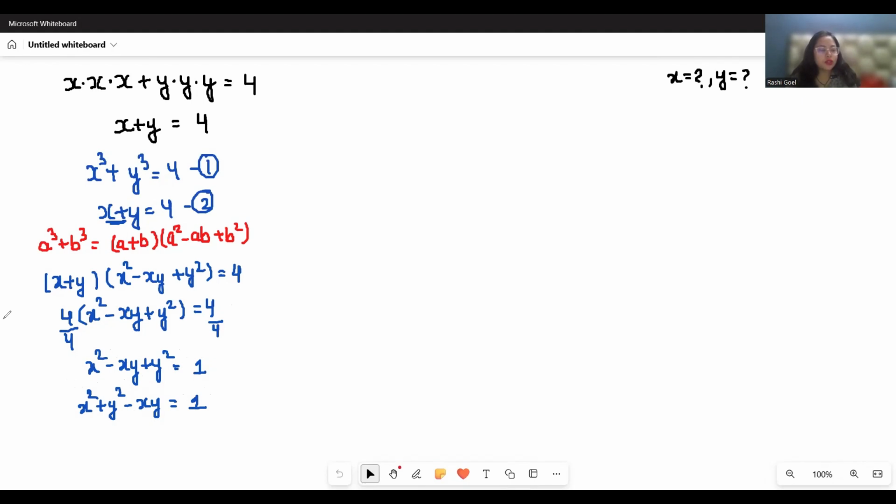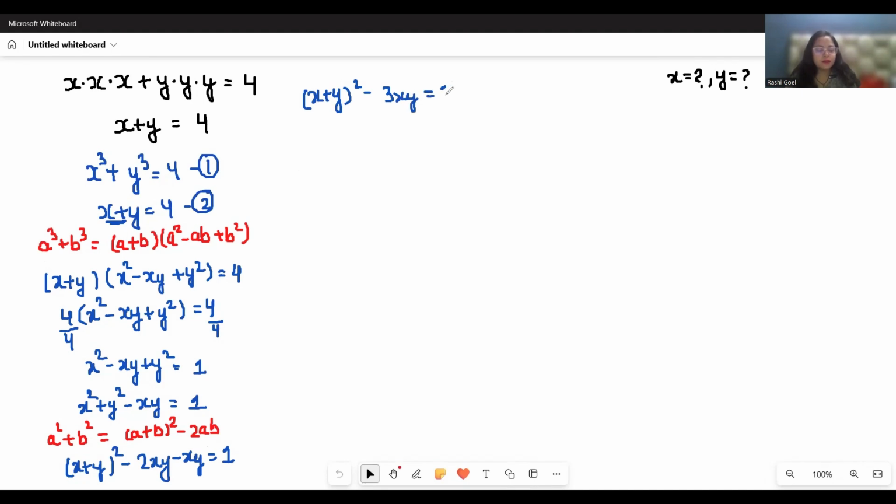So again I am going to use the identity, that is a square plus b square, we can write a plus b whole square minus 2ab. So this becomes x square plus y square as x plus y whole square minus 2xy, and what is left? Minus xy equal 1. So x plus y whole square minus 3xy equal 1, and x plus y is, according to equation number 2, 4.